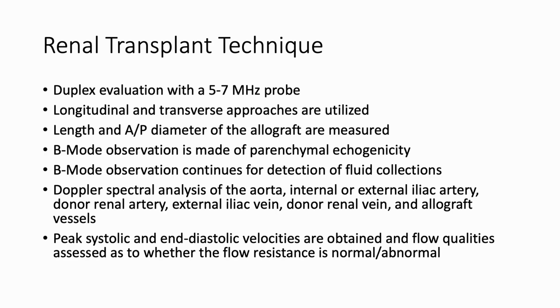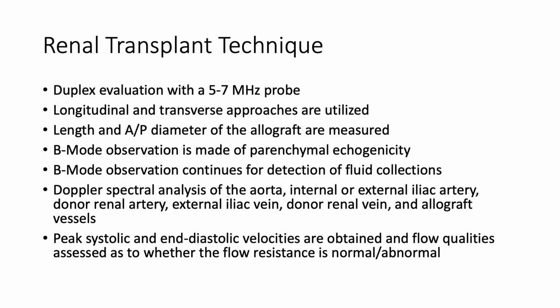You're going to use the 5 to 7 megahertz probe, the phased array again. Longitudinal and transverse approaches are utilized. You're going to get a length and AP. Length is what we'll get in a longitudinal view of the kidney. AP is the measurement we'll get in the transverse diameter of the kidney. B mode observation to look at the parenchyma and echogenicity. B mode again, we're going to look for any fluid collection, cysts, tumors.